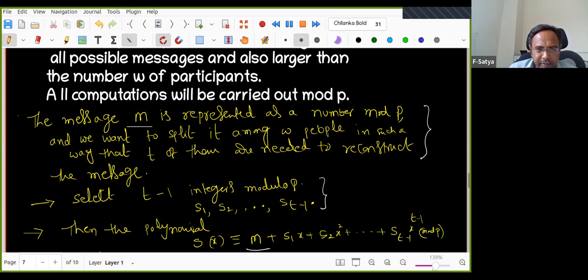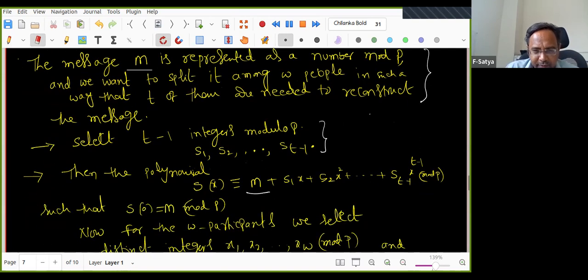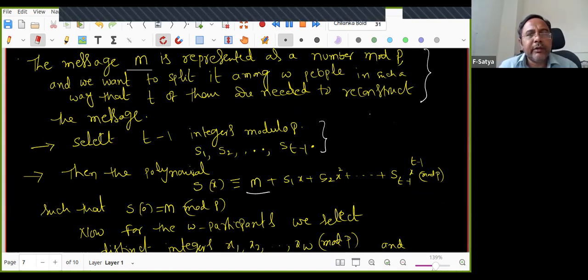So m is an integer modulo p. Select t minus 1 integers modulo p: s1, s2, up to s(t-1). Who will select them? The dealer, the main person who is sharing the secret, selects some t minus 1 numbers, and constructs the polynomial. What is the polynomial? S of x equals m plus s1x plus s2x squared and so on, up to s(t-1) x to the power t minus 1.